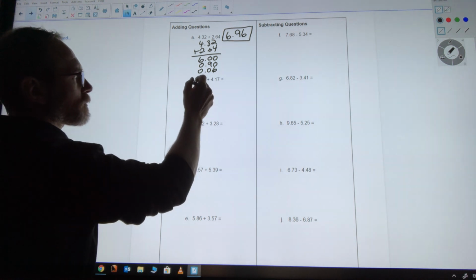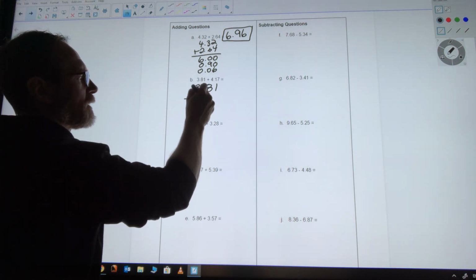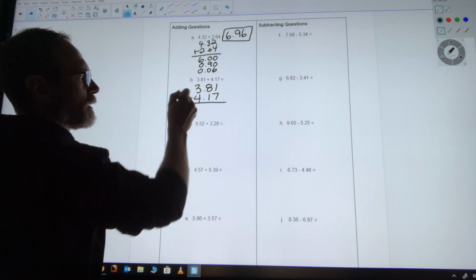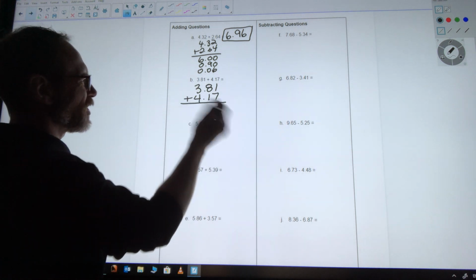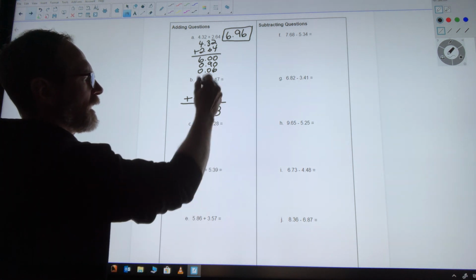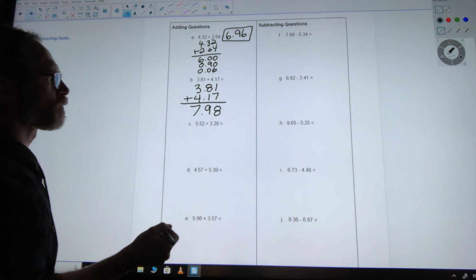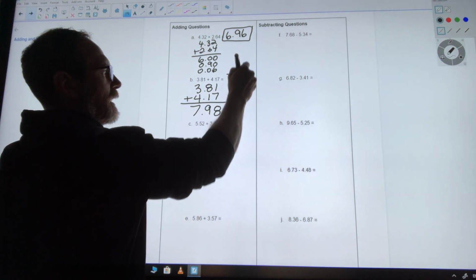B, I'm going to stack them, but I'm going to see if I need to do any carrying. It doesn't look like I will, but I'll start over here at the hundredths place. 1 and 7 is 8, 8 and 1 is 9, 3 and 4 is 7. So 7.98.